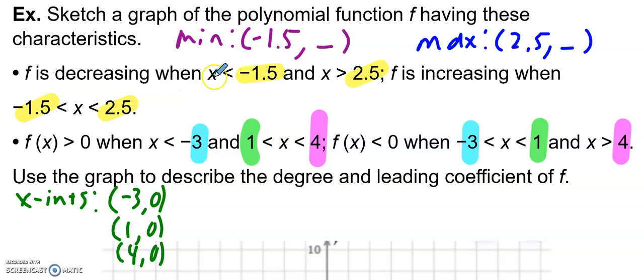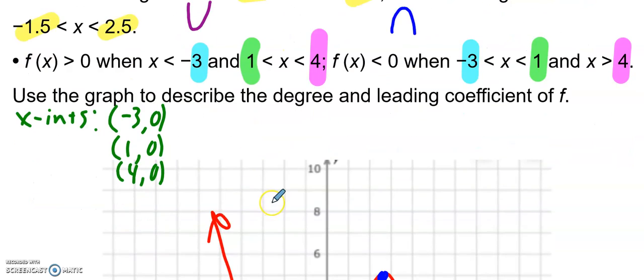And then I looked at where it was changing from decreasing to increasing. And that was at -1.5 and 2.5. And so I knew -1.5 was a minimum because I went from decreasing there to increasing. So if I change from decreasing to increasing, that's a minimum. And then at 2.5, I went from increasing to decreasing. So that had to be a maximum. And just to draw that out, decreasing to increasing, a minimum, looks like this shape, and increasing to decreasing, a maximum, looks like this.